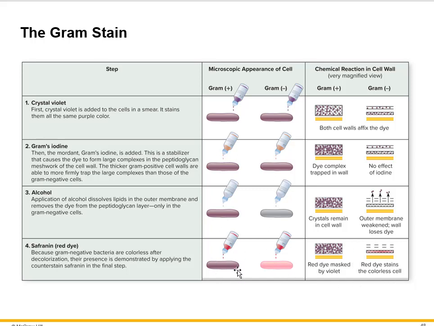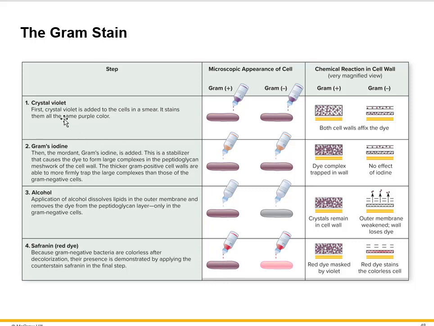But it's mostly masked by the purple color of the gram positives, and the crystal violet iodine complex doesn't really allow much of that red color to show through, so it's not really seen. There's no red color there, it's just pretty much purple.